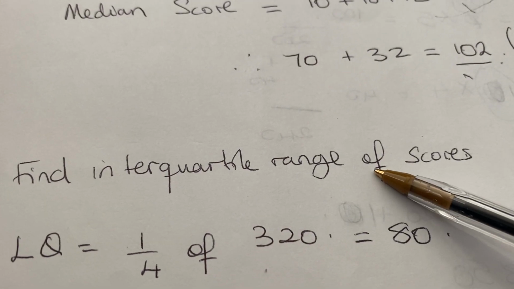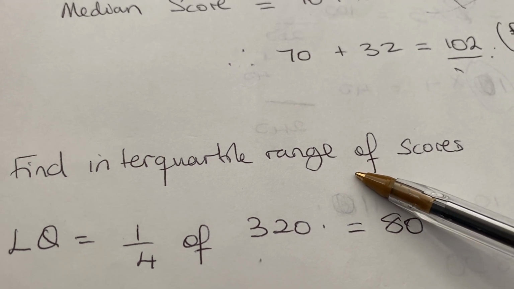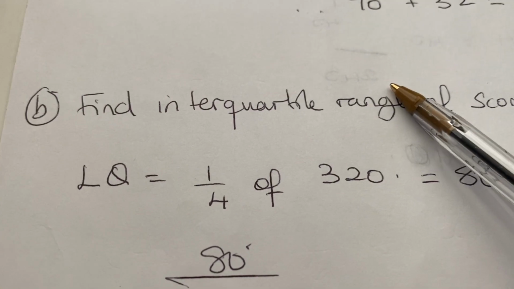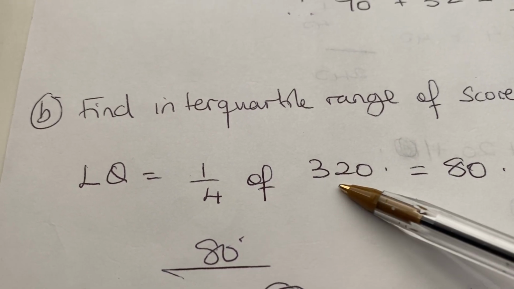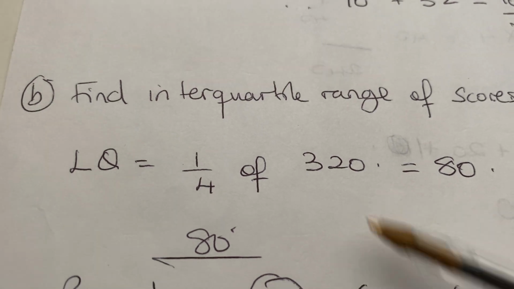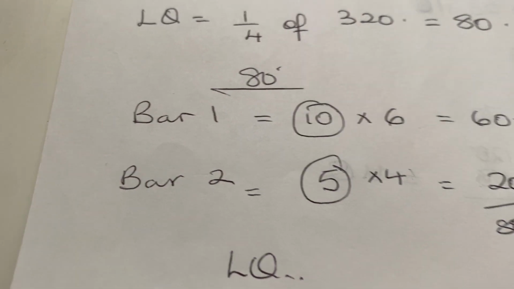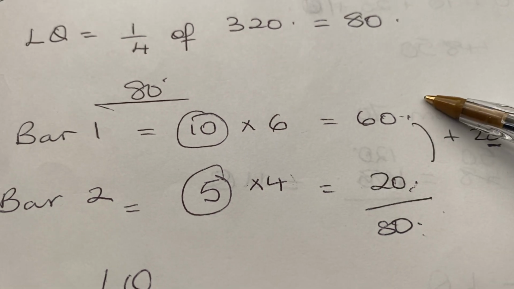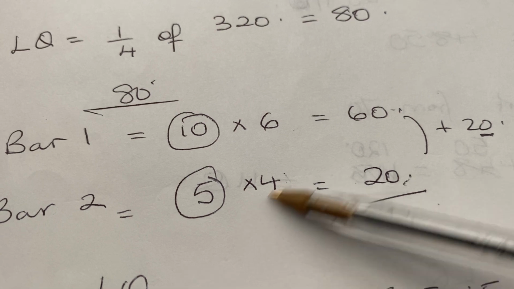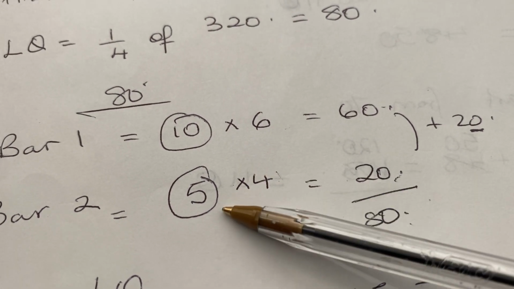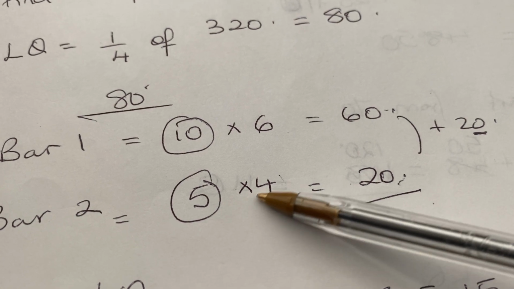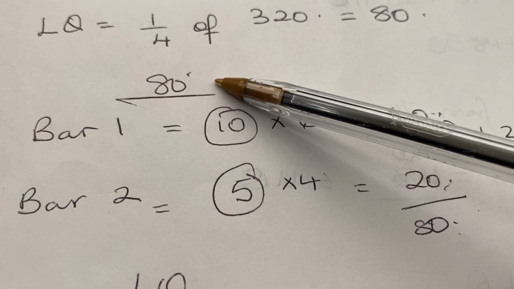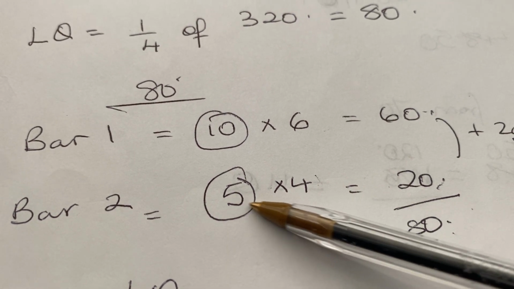Now B, it just said find the quartile range. So before we can do that, we need to find the lower and the upper quartile. Now the lower quartile will be a quarter of 320, which is 80. So we go back again. We've already done bar 1 in the median, so we know that bar 1 is 10 times 6, which is 60. Bar 2, we can't take the whole of bar 2, because if we do 10 times 4, we are going to get 100, but we need to stop at 80. So 4 times 5 will give us 20.